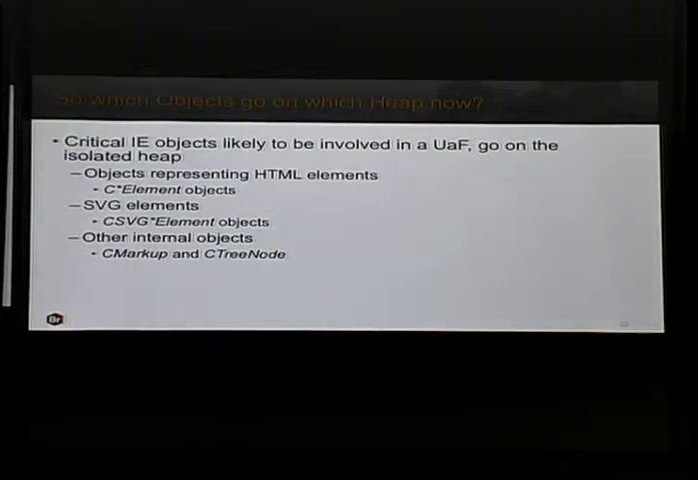More specifically, which objects go to the isolated heap? Basically, the DOM type objects, the CElement, SVG element, CMarkup, CTreeNode. So if you're not familiar with the internals of IE, this may not mean anything to you, but if you're familiar with IE's internals, you might recognize some of those object names.